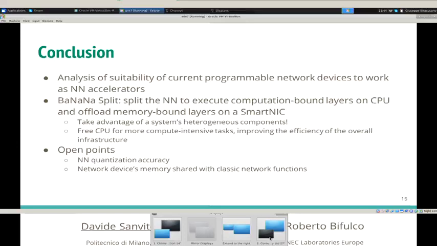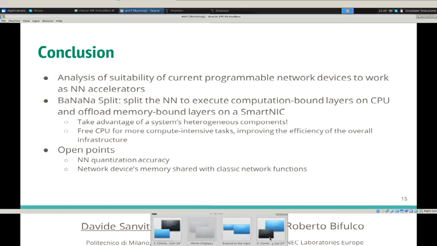So in conclusion, we analyzed the suitability of the programmable network devices, in their current state, to be used as a coprocessor for neural network inference. Our scheme splits the execution just before the fully connected layers. In this way, we are able to take advantage of the processing of all the components of our system. By offloading the computation of fully connected layers to another executor, we can free the CPU for a kind of processing which is more compute intensive. And since the contribution of multi-layer perceptrons in a data center is very high, by freeing this workload, we are able to increase the overall efficiency of the infrastructure.